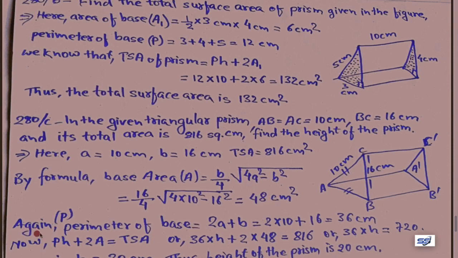Again here, P means perimeter. Perimeter of base is equal to 2A plus B, which is 2 into 10 plus 16, which is 36 cm. Now, P into H plus 2A is equal to TSA, total surface area, or 36 into H plus 2 into 48 is equal to 816, or 36 into H is equal to 720. Therefore, H is equal to 20 centimeters. Thus, height of the prism is 20 centimeters.